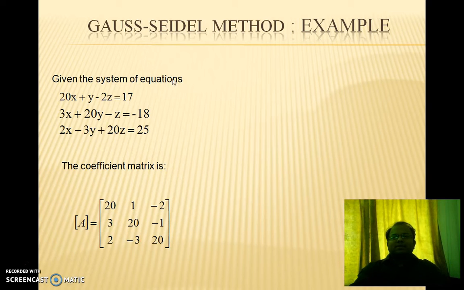Consider the given system of equations: 20x plus y minus 2z is equal to 17, 3x plus 20y minus z is equal to minus 18, 2x minus 3y plus 20z is equal to 25. The coefficient matrix A is nothing but the coefficients of the variables, that is 20, 1, minus 2, 3, 20, minus 1, 2, minus 3, 20, which is written here.